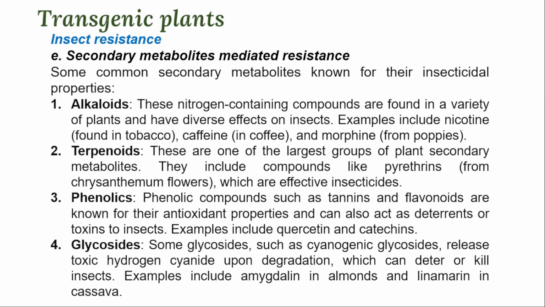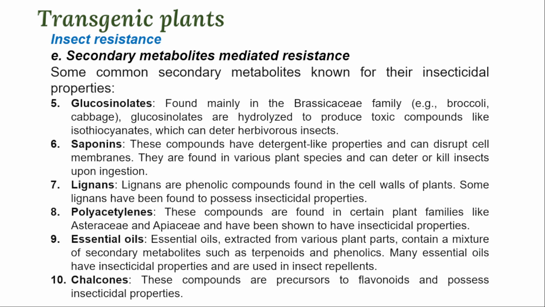We can even trigger the production of a greater number of secondary metabolites that adversely affect insect infestation. So, some alkaloids, terpenoids, phenols, glycosides, glucosinolates, saponins, lignins, polyacetylenes, and essential oils are there. These are the secondary metabolites secreted from plants to defend against insect infestation. Insects can cope with them easily, but whenever you produce them in higher folds because of genetic engineering technology, they become toxic to the infesting insects, and the insects die due to the accumulation of the secondary metabolites inside the body.